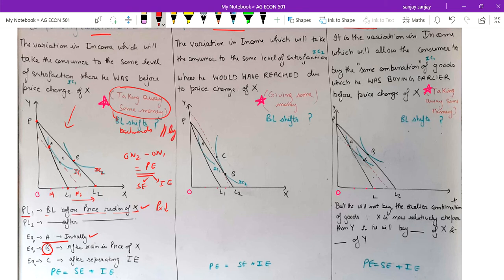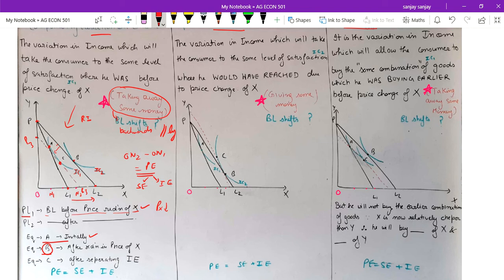It shifts from PL2 to, let's say, P3 L3. It will shift backwards. When it shifts backward, we have to take only that much amount of income back from them so that the customer moves on to the earlier level of satisfaction curve. When we keep moving this gradually, it will come to the tangency point on IC1 at point C. When we take away some income, we see that from B it has moved to C.